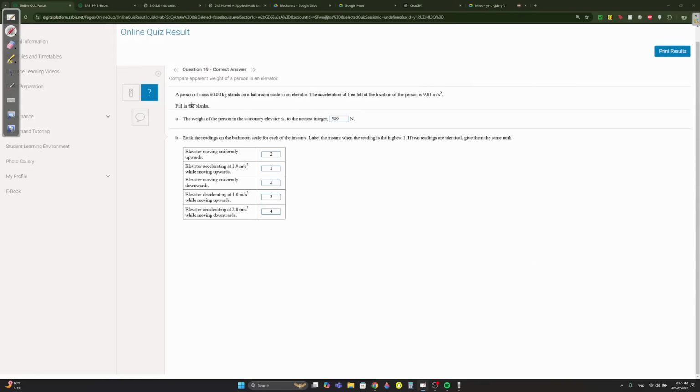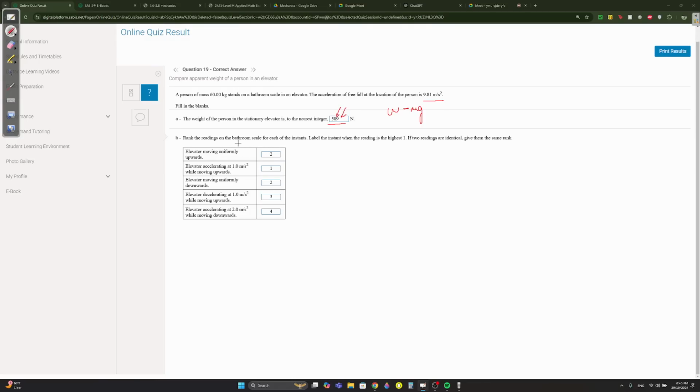Question 19. A person of mass 60 kilos stands on a bathroom scale in an elevator. The acceleration of free fall at the location of the person is 9.81. The weight of the person in the stationary elevator is how much? Weight W is equal to mg. So it's going to be 60 times 9.8. You're going to get 589.